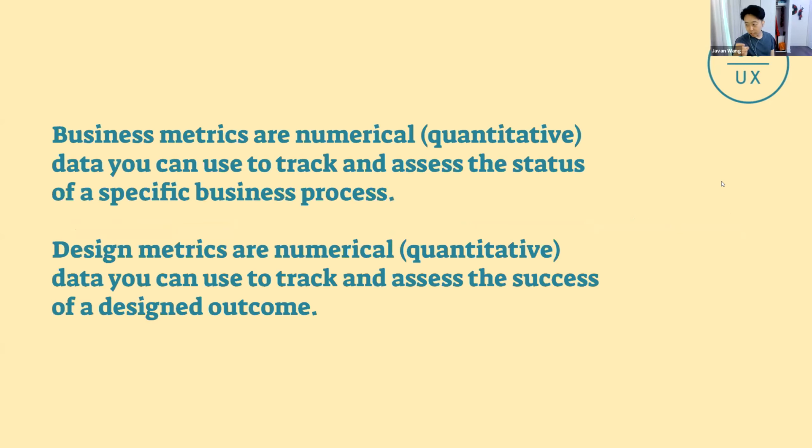So business metrics specifically, they're numerical or quantitative data that you can use to track and assess the status of a specific business process. So in other words, you can think of it as the number on a progress bar. At the start of the progress bar, you're at 0 state. And at the end of the progress, you want to reach 100% state. That's your ultimate goal. And that metric is where you are on that progress bar.